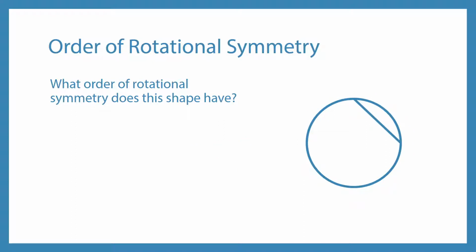What order of rotational symmetry do you think this shape will have? Okay, so we'll see it move through the 360 degrees and see how often it matches. It's going through, it matched only the one time. And that's because even though it's a circle, it had this line here, which is affecting its order of rotational symmetry. So our answer there would be 1.